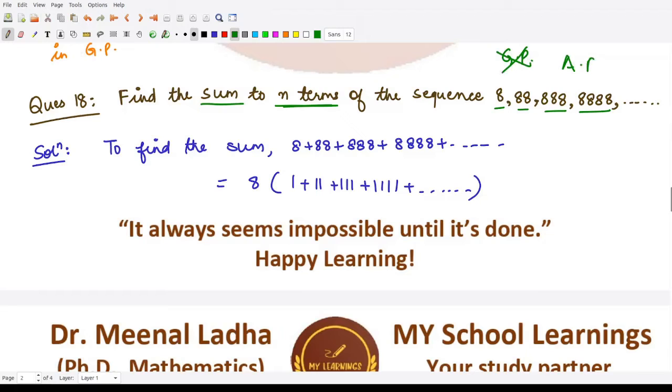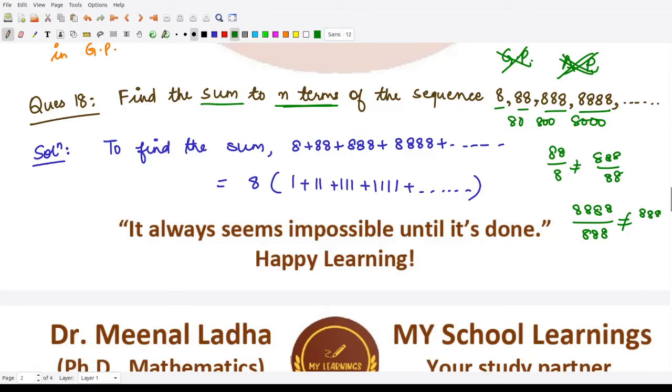This is not an AP because here the difference of any two terms is not constant. Here the difference is 80, here the difference is 800, here the difference is 8000 and so on. So therefore it is not an AP. What about the ratio? We have 88 upon 8 not equal to 888 upon 88, and similarly 8888 divided by 888 not equal to 888 divided by 88. So therefore it is also not a GP, right?